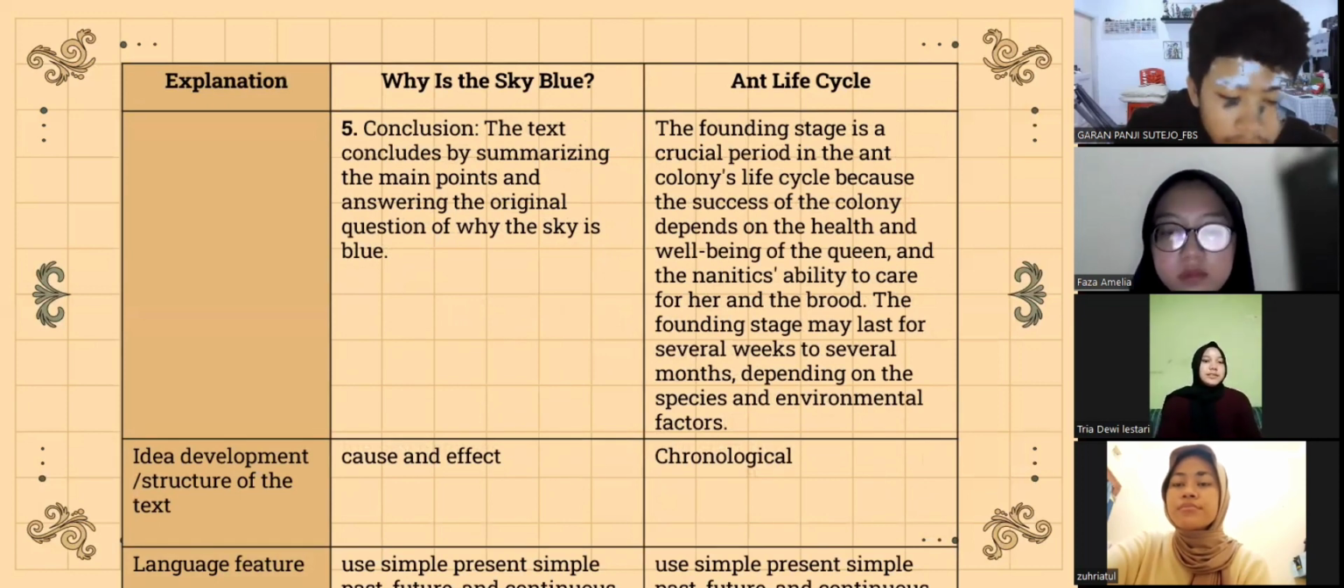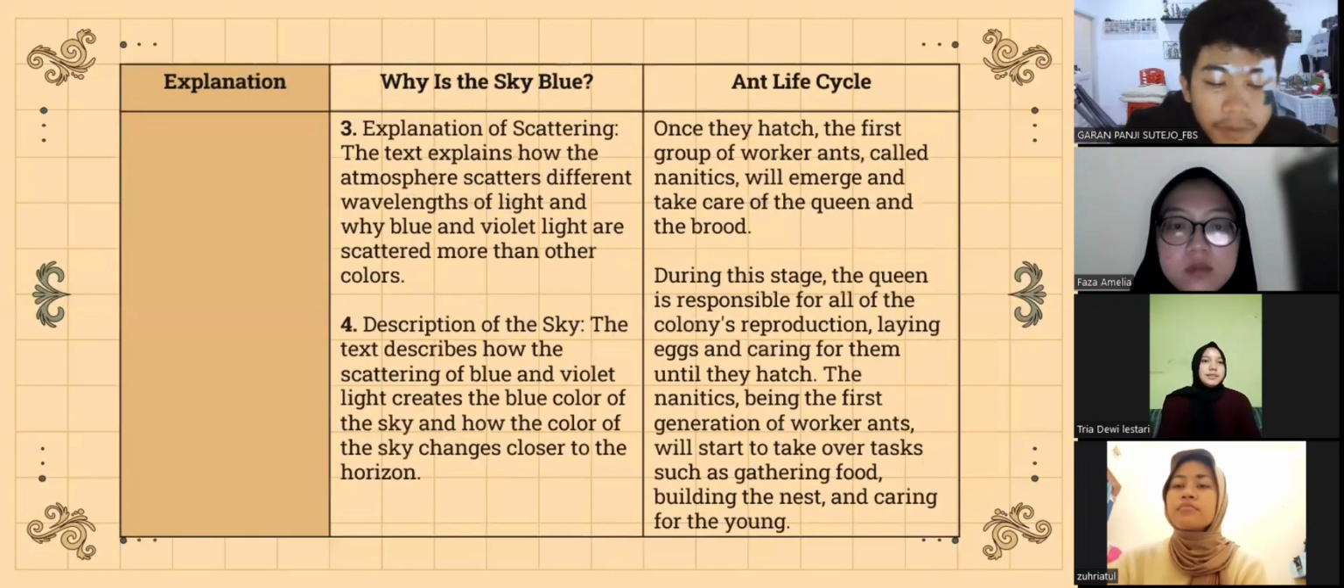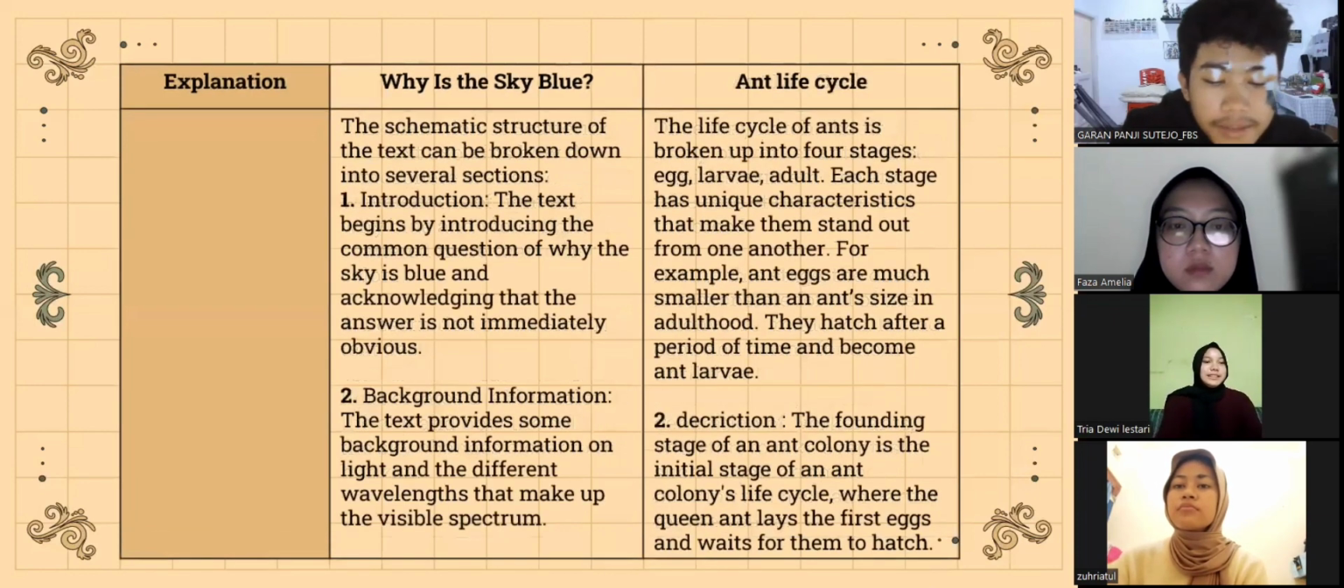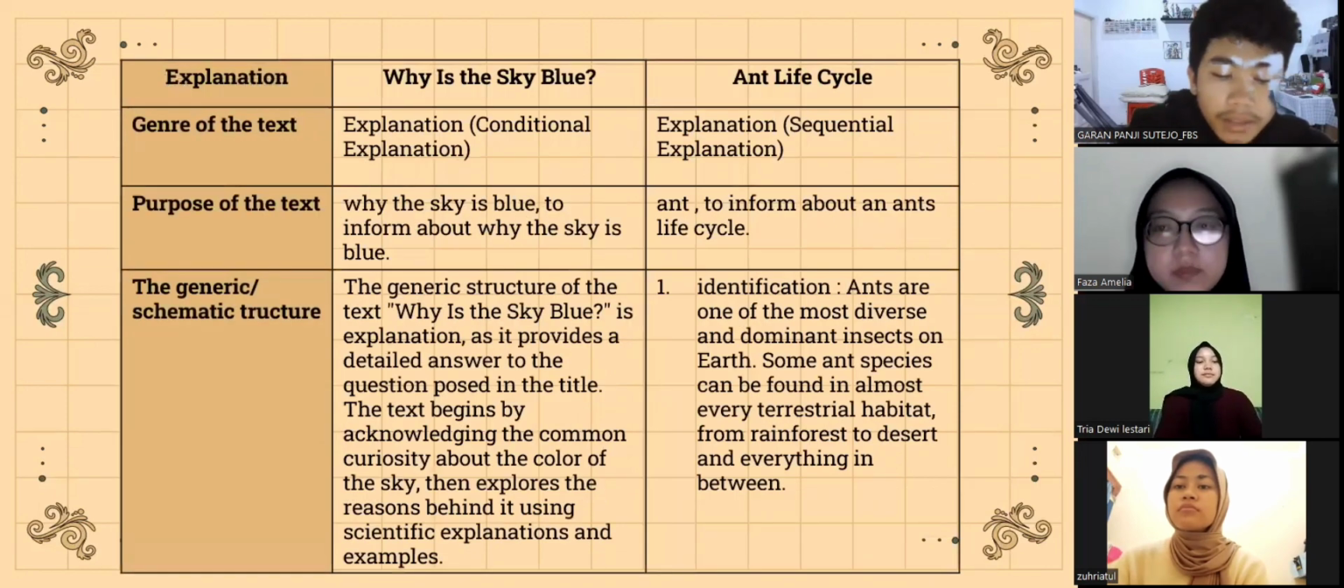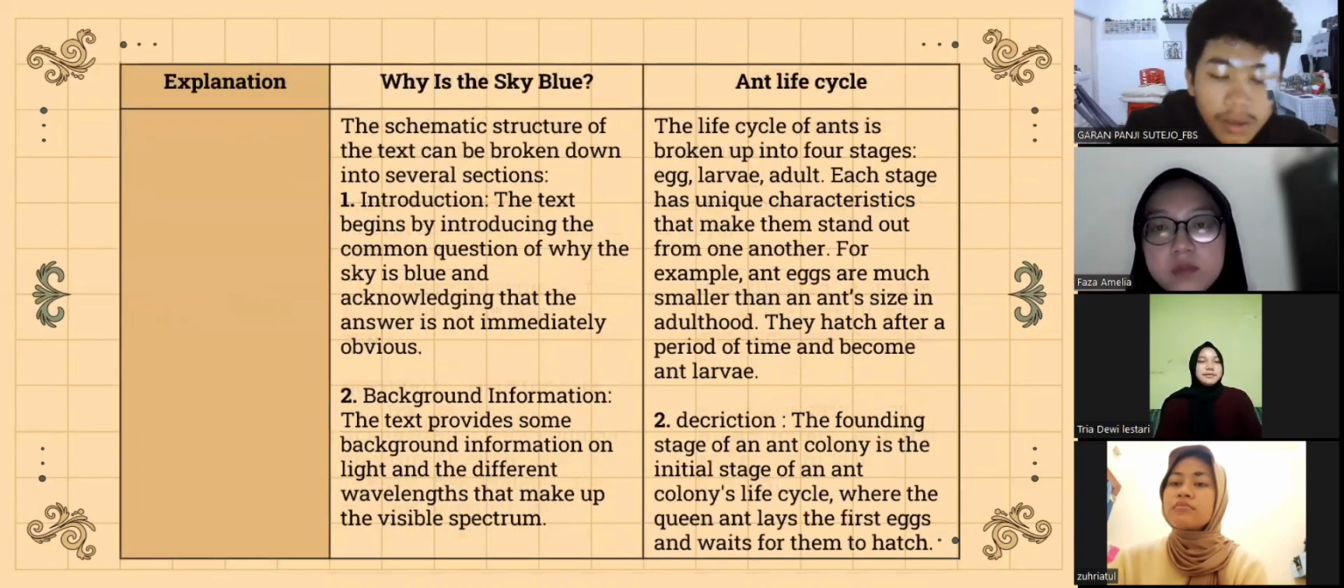And then the generic or semantic structure from text 2. Identification. Ants are one of the most diverse and dominant insects on Earth. Some ant species can be found in almost every terrestrial habitat, from rainforest to desert and everything in between. The life cycle of ants is broken up into four stages: egg, larva, pupa, adult. Each stage has unique characteristics that make them stand out from one another. For example, eggs are much smaller than ants in adulthood. They hatch after a period of time and become larvae.